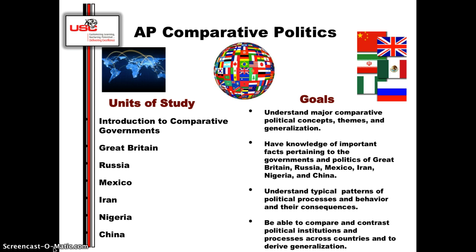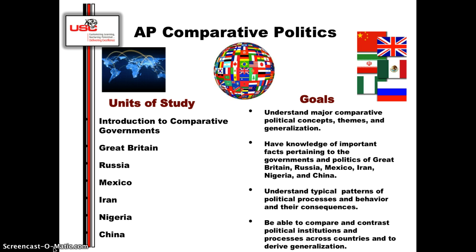This course will cover a variety of different countries so that students are exposed to different types of governments, ways of life, and current issues. Students will start with an introduction unit on comparative government. In this unit, students will receive the foundations needed in order to properly compare and contrast the other countries. After our first unit, the students will study the history, the government, the economic system, the civil society, and the cultures of Great Britain, Russia, Mexico, Iran, Nigeria, and China.